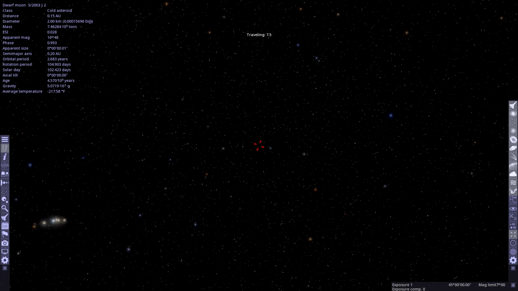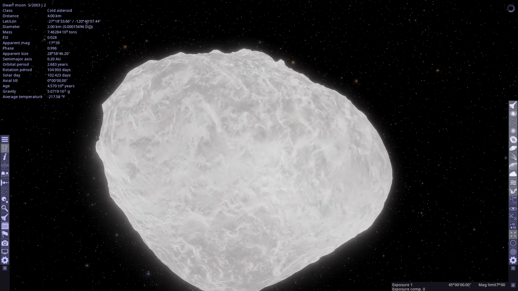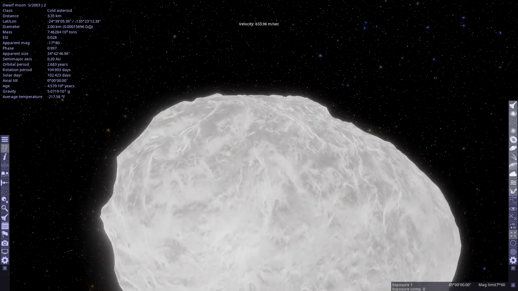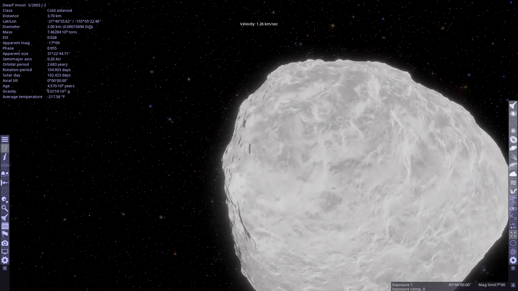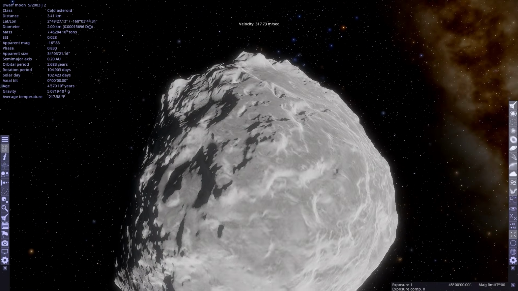Alright, this moon is very far away from Jupiter. What the hell? Alright, we have landed on S-2003 J2. Such a beautiful name. Let's land on it.